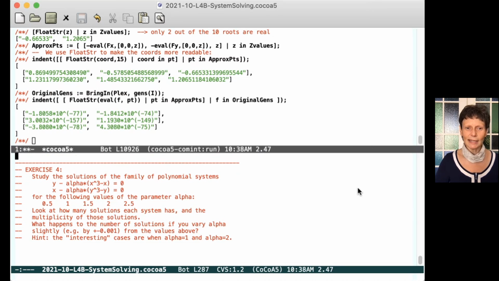And here is a very intriguing example. You can see what happens when you have a system depending on a parameter and you wobble the parameter a bit, and you see how the number of solutions varies when you change the parameter. So this is all we see in these lectures about Gröbner bases in CoCoA-5.